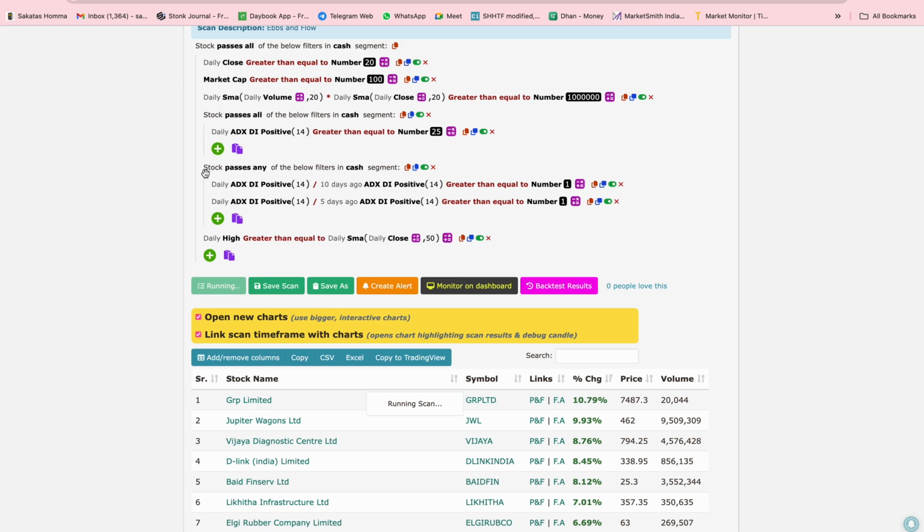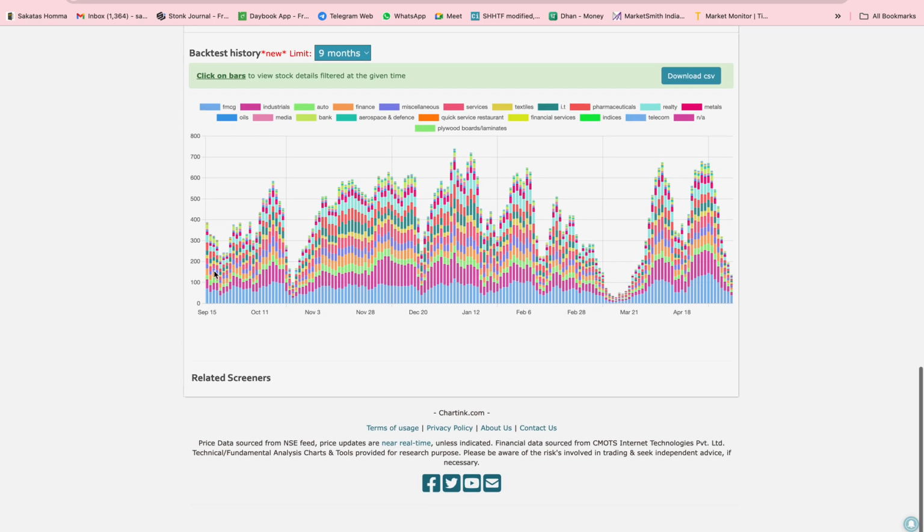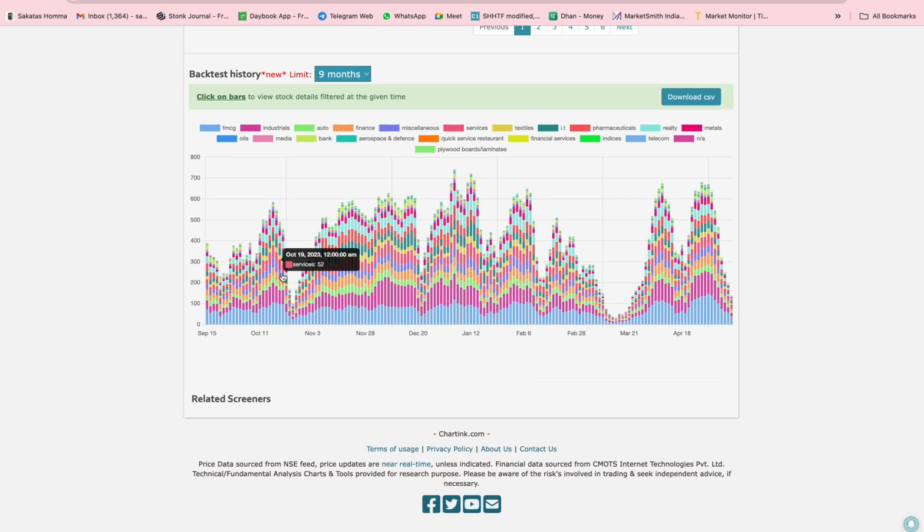So the second thing which I've plotted is that the ADX DI today versus 5 days ago or 10 days ago should be higher. That means whatever ADX is today is higher than my 5 days ago ADX, and it's also higher than 25, which means strong and getting stronger stocks. So if you plot this, you will get a histogram like this.